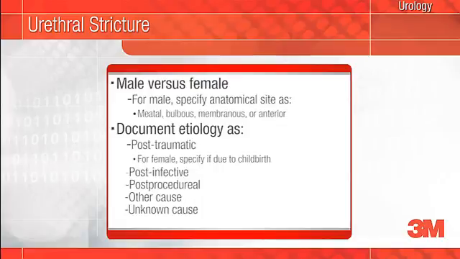ICD-10 provides separate codes for male and female urethral strictures. For urethral stricture in the male, specify the anatomical site such as meatal, bulbous, membranous, or anterior. Document the etiology of the urethral stricture when known, such as post-infective, post-procedural, or post-traumatic, or other. For post-traumatic urethral stricture in the female, document if due to childbirth. If you don't know the cause, document unknown cause.